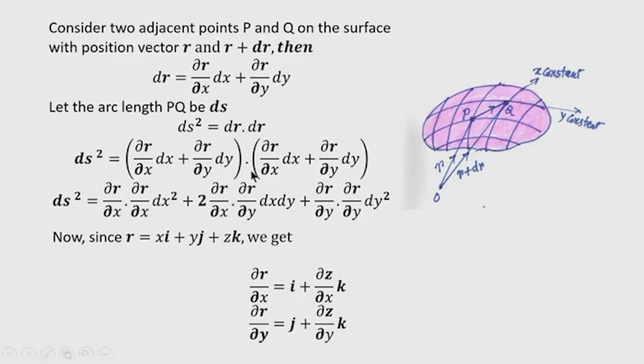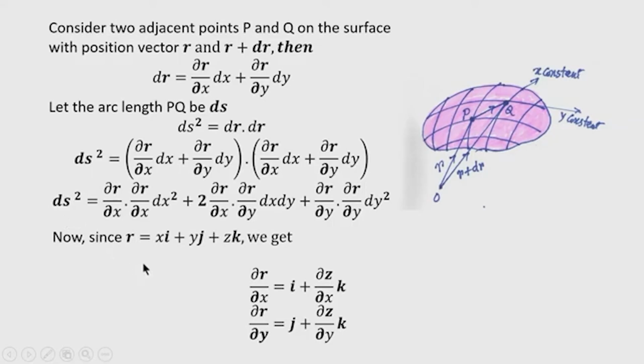Okay. Now, since r is equal to x i, where i is the unit vector, y j, also a unit vector along the y axis, and z k, the unit vector along the z axis, and x, y, z are the coordinates of P, then I have to differentiate this r, because I have to use the derivative of r in this expression. Therefore, we should find the derivative of r and substitute here to find the complete expression of ds square.